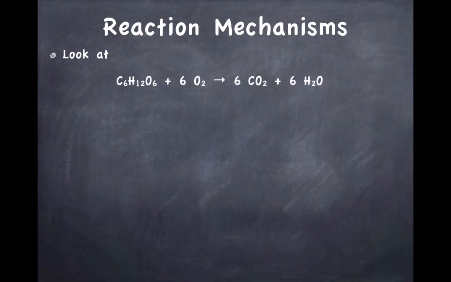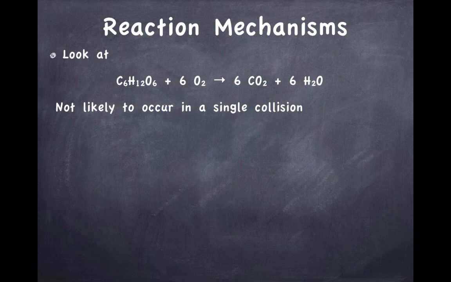Now we're going to shift gears a little bit in our discussion on kinetics, and we're going to start talking about reaction mechanisms. Reaction mechanisms is really how reactants move from reactants to products. So let's take a look at this reaction here. This is just cellular respiration. We've got glucose there, C6H12O6, plus 6 oxygen molecules. It's going to end up giving us 6 carbon dioxides and 6 waters.